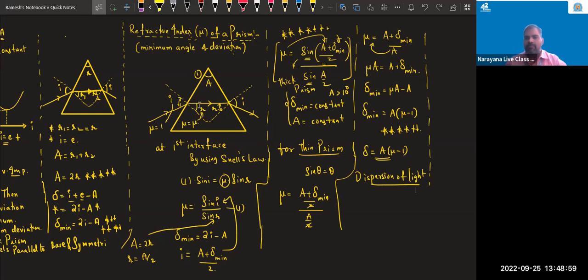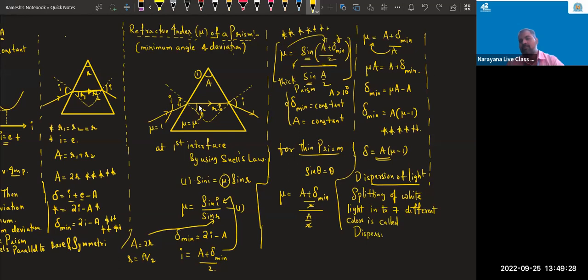So let me give a formal statement on this. Dispersion means what? Splitting of white light into 7 different colors. Splitting of white light into 7 different colors is called what here? Tell me. Dispersion of light.